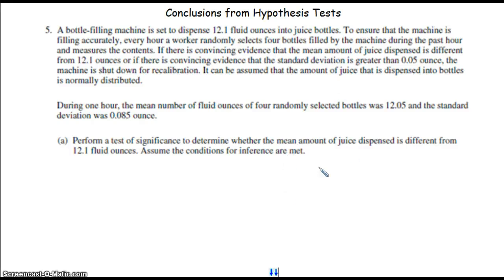Okay, so what we're going to focus on today are hypothesis tests. Primarily, though, what conclusions can we make from a hypothesis test? This can be pretty tricky, so make sure you pay attention. So, pretty standard problem here.